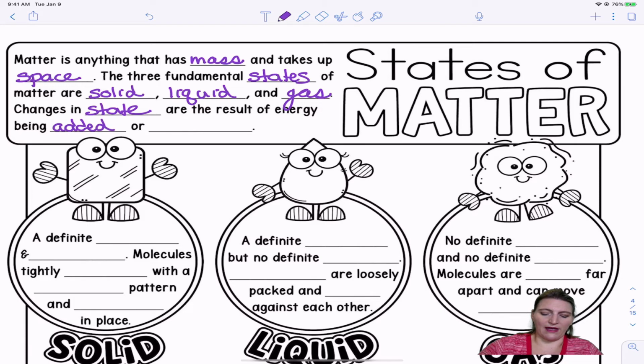So changes in state are a result of energy being added or removed, right? You know that if I have an ice cube, how do I get it to be liquid water? I add energy, I add heat. And just the opposite, if I have liquid water, how do I get it to be ice? I remove energy or heat.